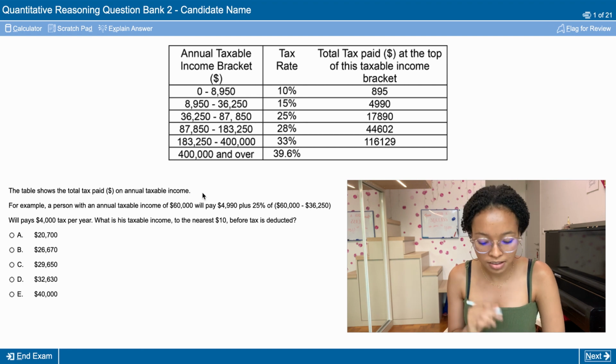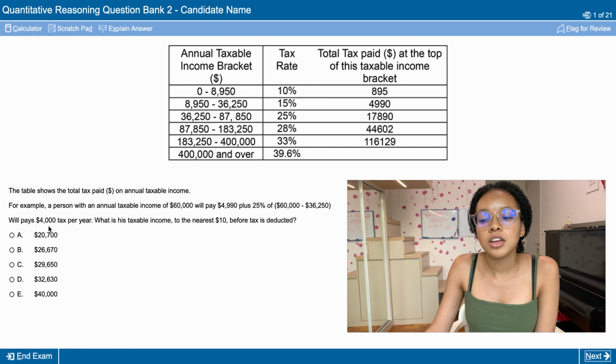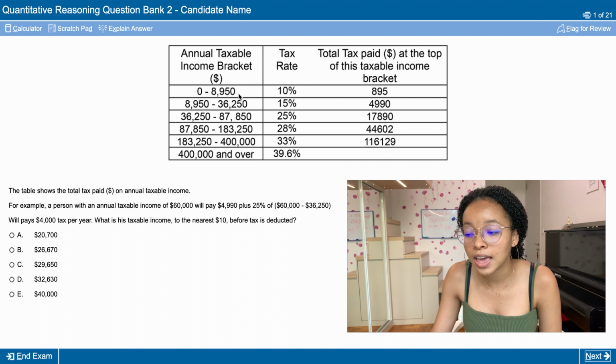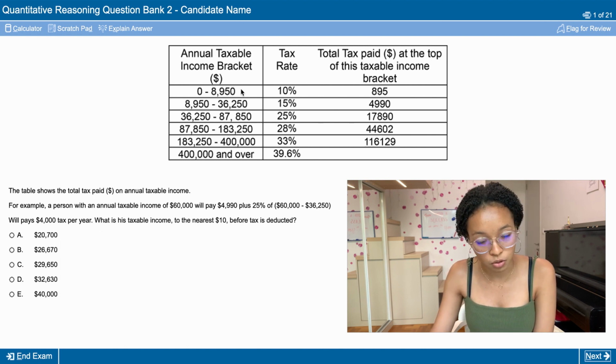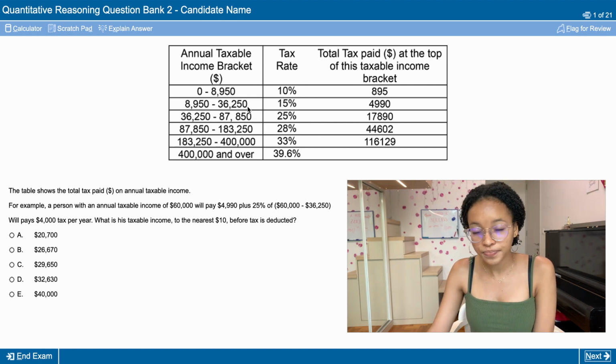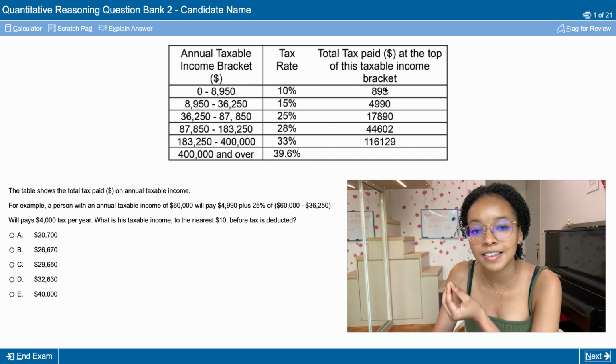And so to answer this, let's first look at the fact that Will has to pay $4,000 in taxes every single year. And $4,000 is above $895, but it's below $4,990, which means that he gains more than $8,950 every single year, but less than $36,250 every single year. Because if he earned less than this number, his taxes would be lower than that.